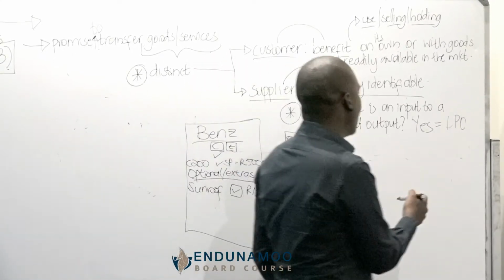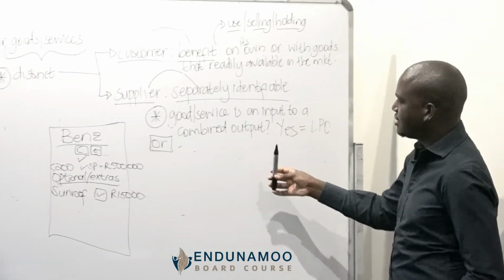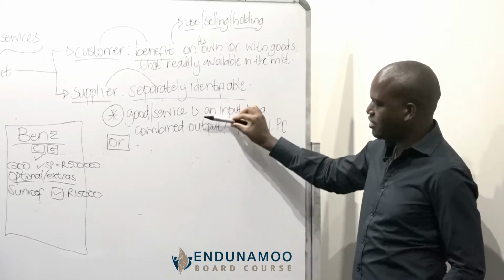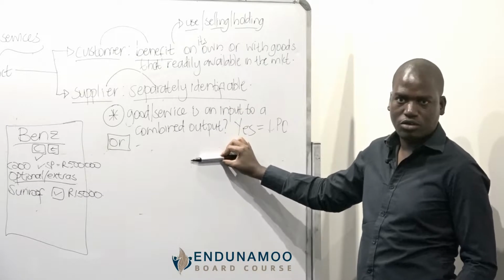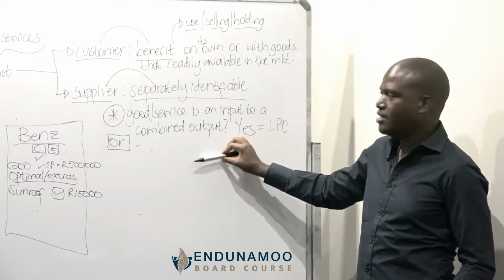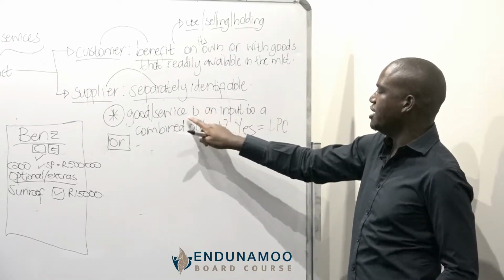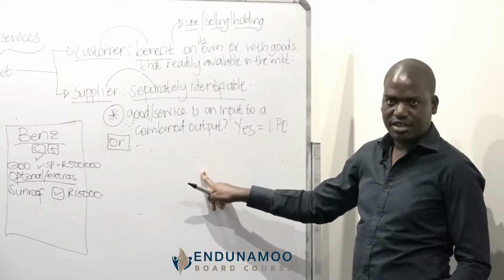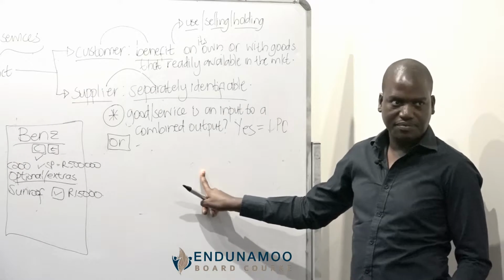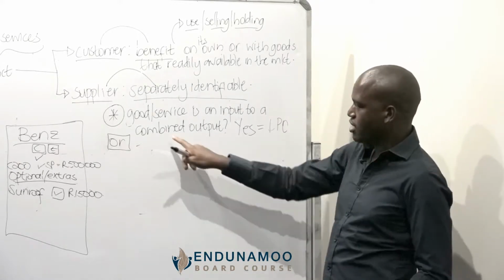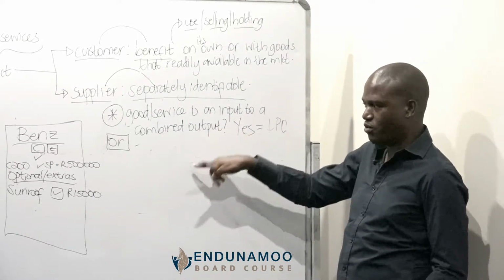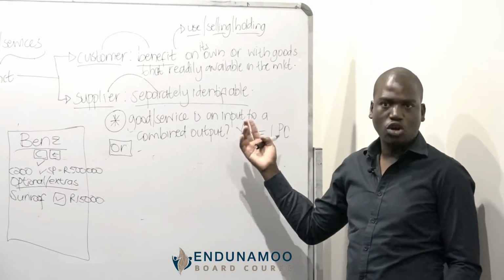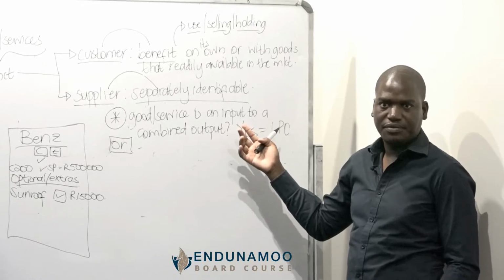if the answer is no, we move on to assess the next one. So is the good or service an input to a combined output? No. Then we check the next one. Is that clear? So if the answer we've gotten was a no, then we check the next one. But if it's yes, we can stop here altogether.